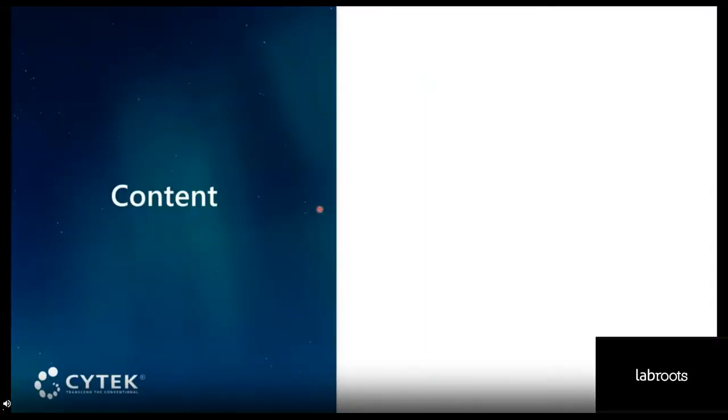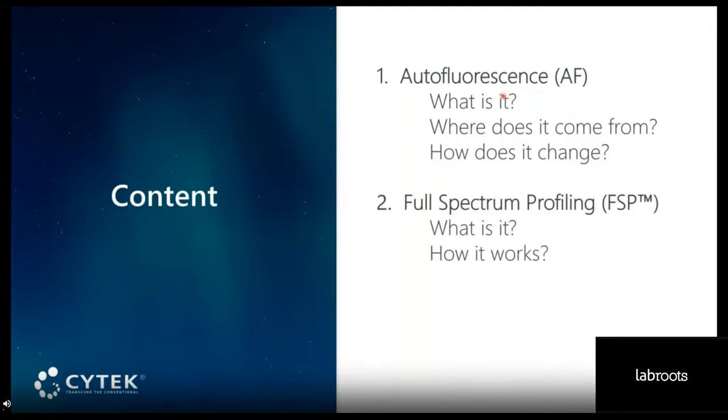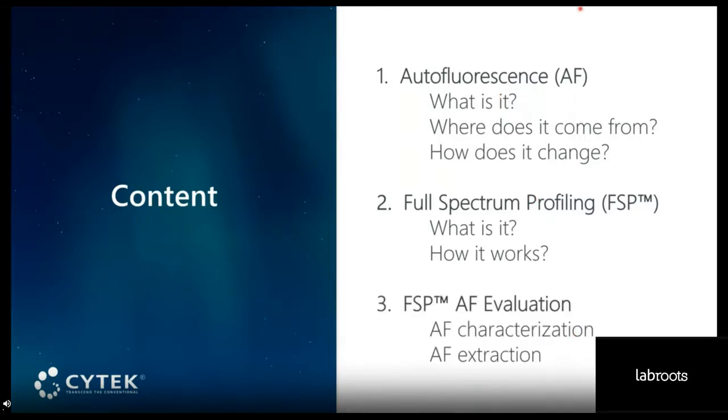And what we will discuss today is 3 main topics. First, autofluorescence. What is it? Where does it come from? How does it change? And then that particular technology that we use, full spectrum profiling, what it is about, how it works, and finally, how we can use that technology in order to understand autofluorescence, the main player for the talk, characterizing that autofluorescence, and finally, being able to extract it if needed in order to get better resolution for your flow cytometry data. If we start with autofluorescence in microscopy or in flow cytometry, we know this as background.